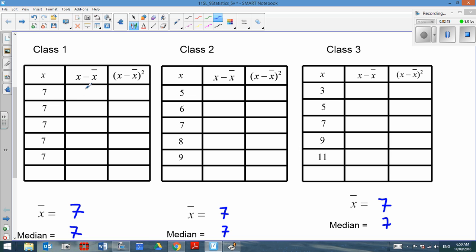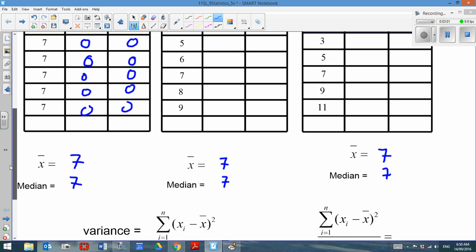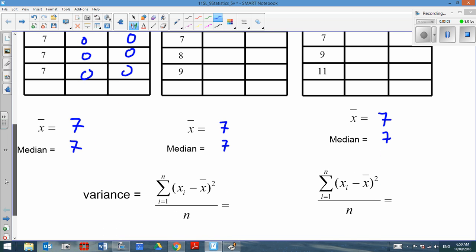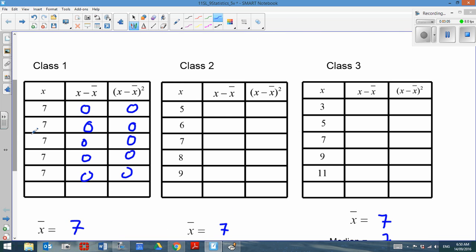So 7 minus 7. All of these are going to wind up being 0. Because your deviations could wind up being negative, we're also going to square those values, which again for this one would be 0. So this one is maybe not so helpful to look at variance and standard deviation because there is none. So let's take a look at the second class.